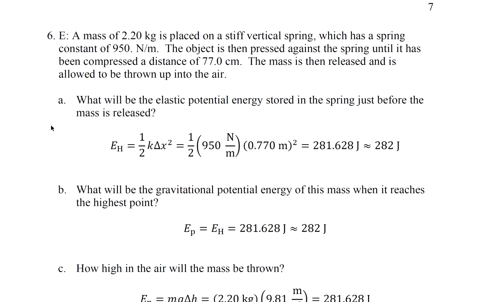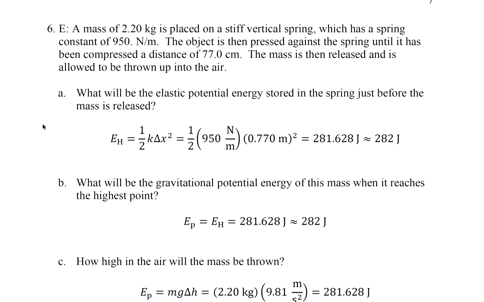Question 6. A mass of 2.20 kilograms is placed on a stiff vertical spring, which has a spring constant of 950 newtons per meter. The object is then pressed against the spring until it has been compressed a distance of 77 centimeters. The mass is then released and is allowed to be thrown up in the air. Part A, what will be the elastic potential energy stored in the spring just before the mass is released? 1/2 K delta X squared.